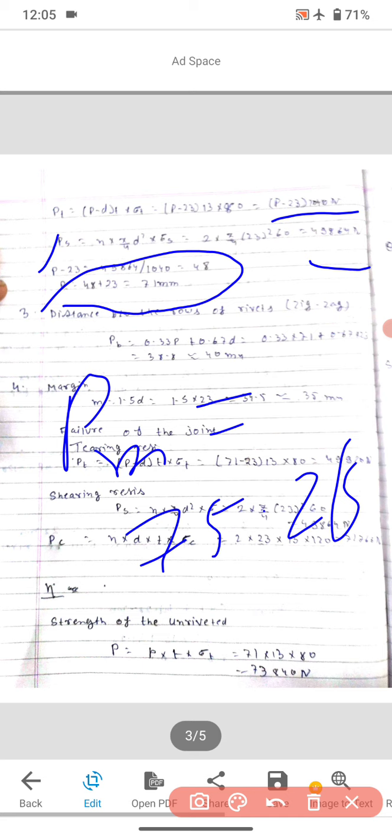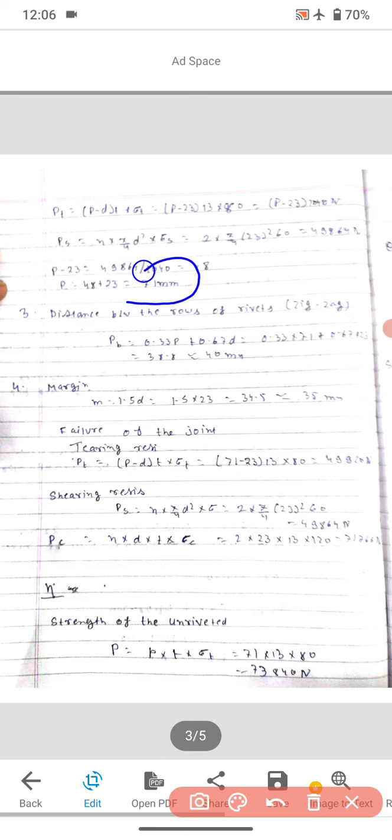Okay, so as we have discussed, the pitch value that you get from equating the shearing resistance to the tearing resistance will always be less than the maximum pitch value. So it is 71 mm, and 75.28 is your maximum pitch value. So you have to take 71 mm as the pitch.